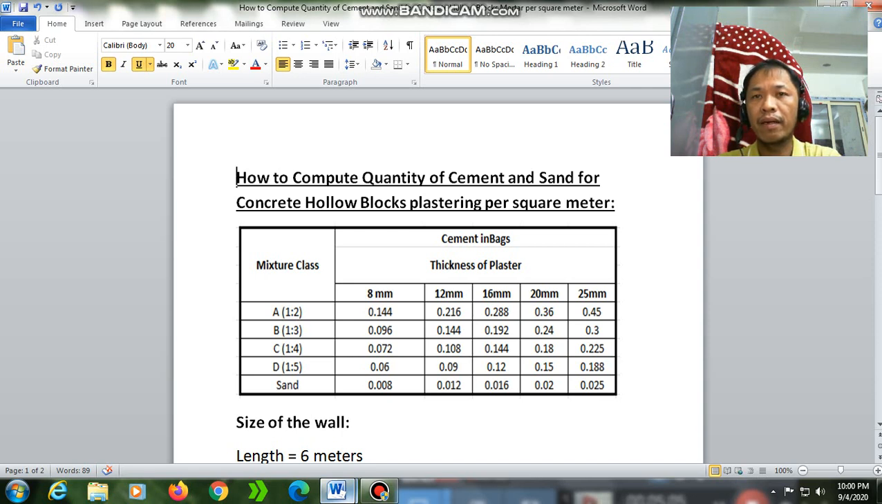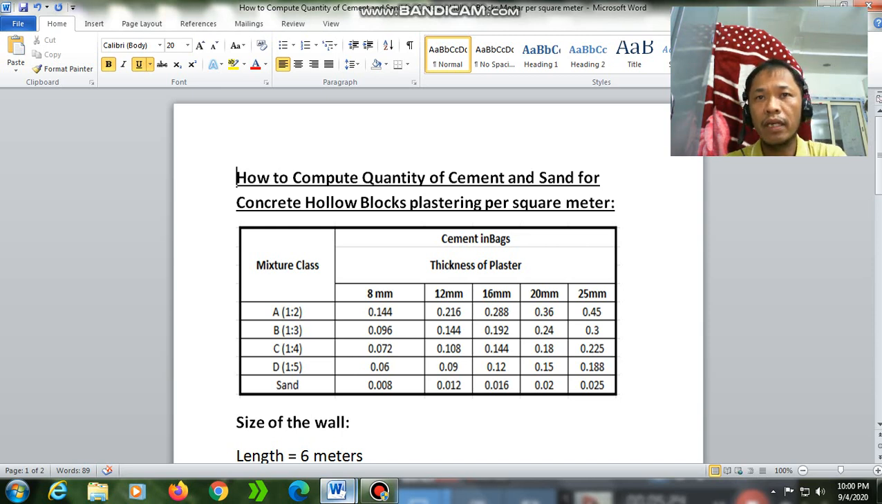Kasi class A yan. So siyempre mataas yung gasto mo yan. So for me, I use class B, 1:3.